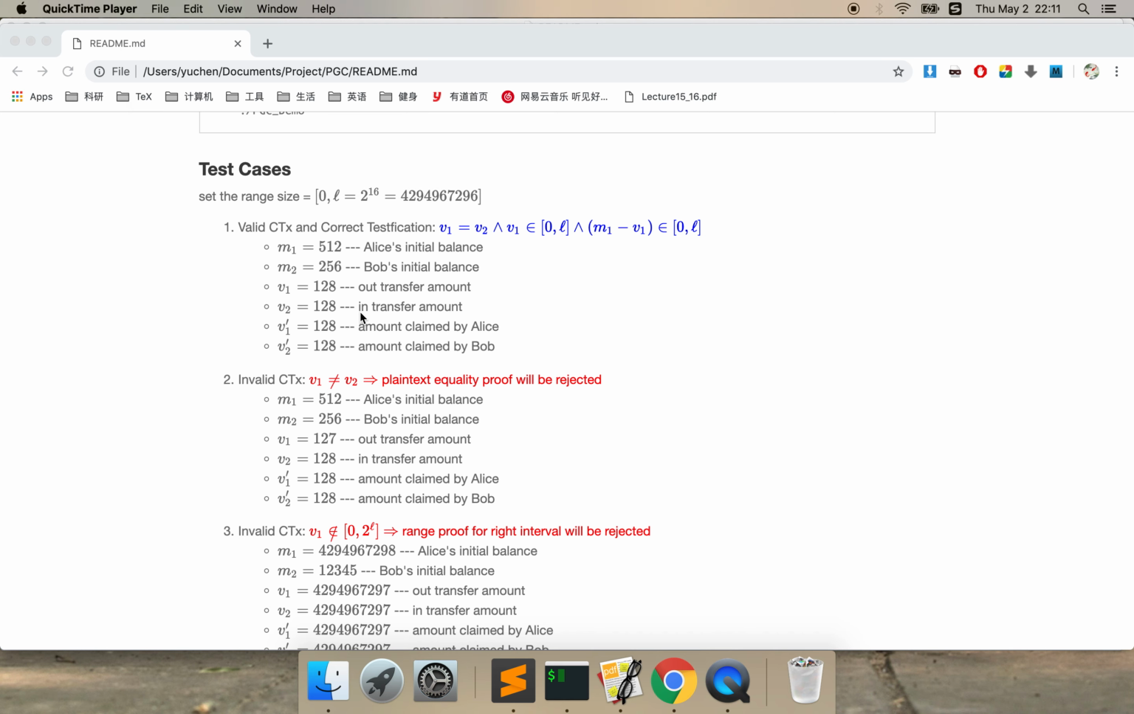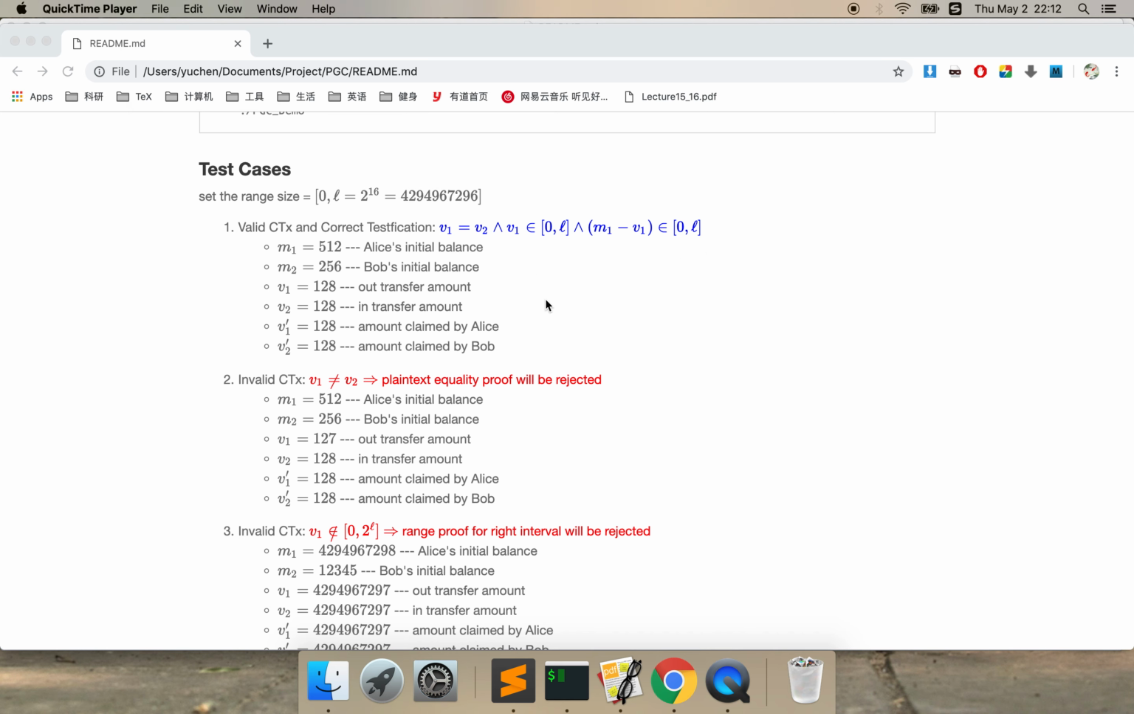We say a confidential transaction is valid if the following conditions hold simultaneously. That is, V1 should equal V2, V1 should lie in the right interval, and M1 minus V1 should also lie in the right interval. That means Alice has enough money to spend.